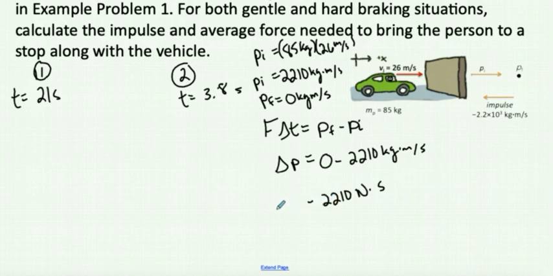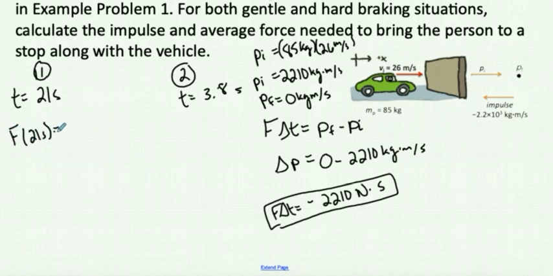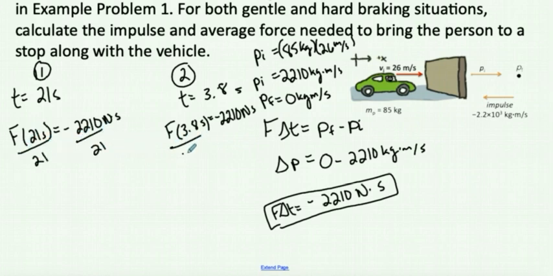And now, let's do this, F delta T, so our impulse equals that. Now we want to figure out our forces in scenario 1, which would be the gentle stopping, and scenario 2, which would be the more abrupt stopping. Okay, so we'll have F times our 21 seconds is going to be equal to negative 2210 Newton seconds for scenario 1. And scenario 2, we will have F times 3.8 seconds is equal to negative 2,210 Newton seconds. Okay, so we're going to divide these out here, and we will get our answer for both of them.